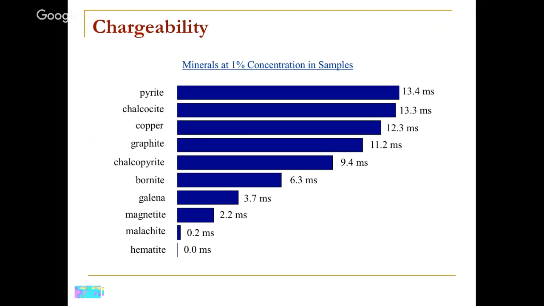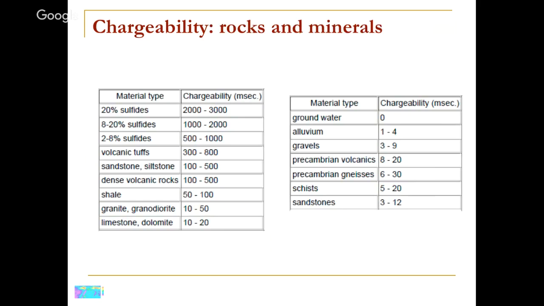The value of this chargeability, as we're going to call it, which is the character or the ability of materials to actually act like capacitors, changes. We've got things like pyrite, which have very large values, chalcocite, copper, graphite, and back down to hematite. So again, sort of order of magnitude or 2 orders of magnitude different. And these are all minerals at a 1% concentration.